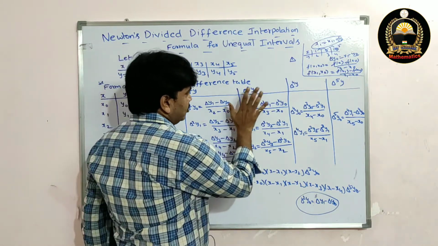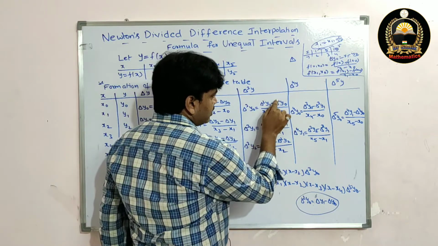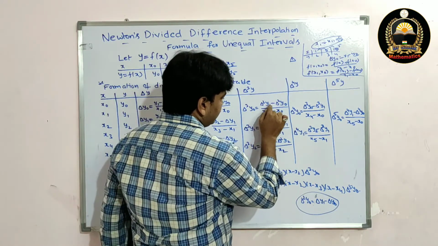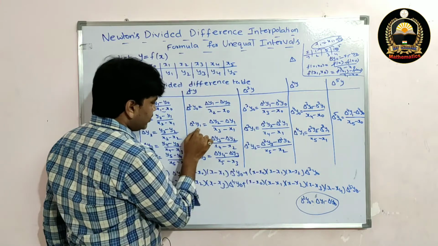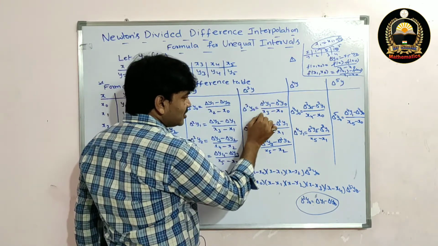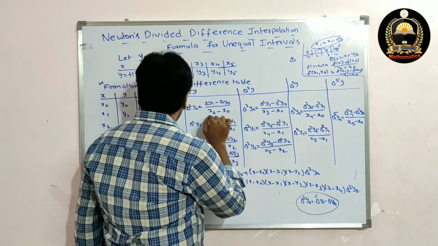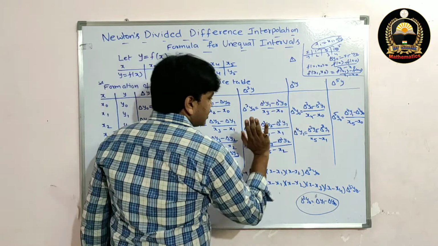Now see students, del cube, third order. Del cube y naught means we get del square y1 minus del square y naught. Here we find del square y1 and del square y naught, and we substitute the values. This time cube means we get x3. Now the initial value, x naught, so x3 minus x naught.